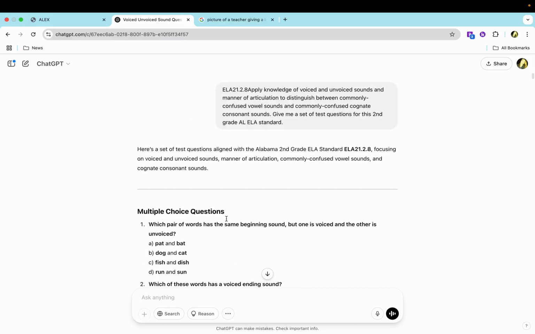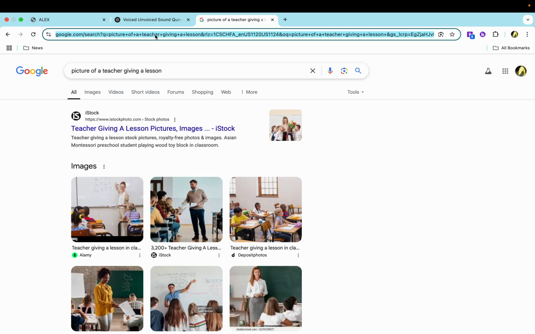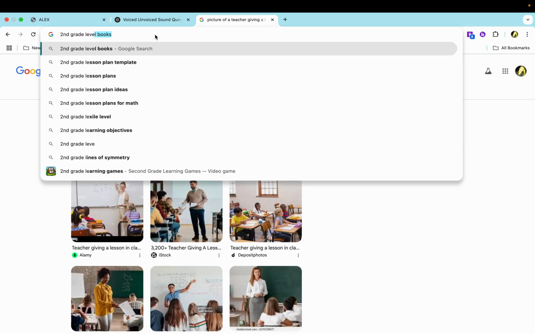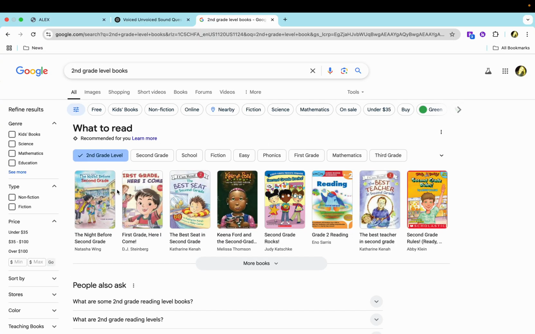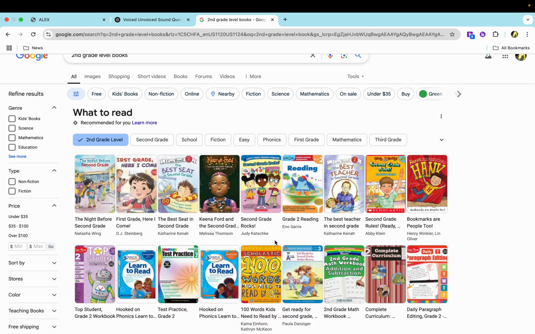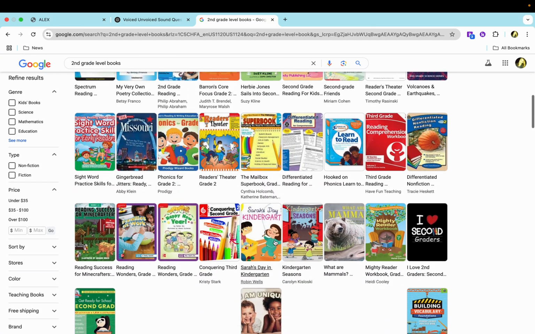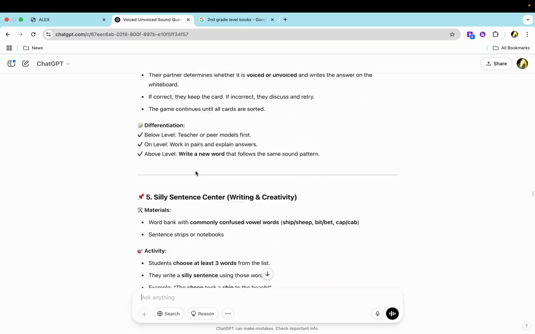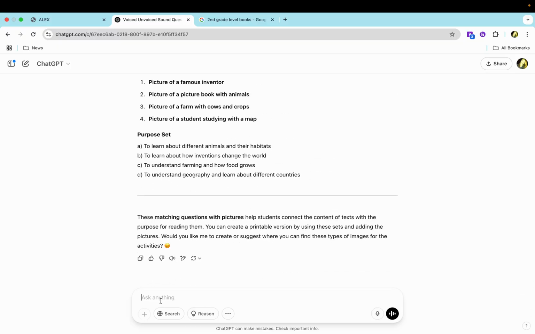And then another thing you could do is if you have a specific book that y'all were reading, you could type in the book. Like, let's see, second grade level book. I have to remind myself. What's one I used to like? Second grade level book. Okay. The Night Before Second Grade. Okay. Let's go down here and copy that standard again, because it's a comprehension standard. Establish a purpose before reading literacy and informational text to enhance comprehension.